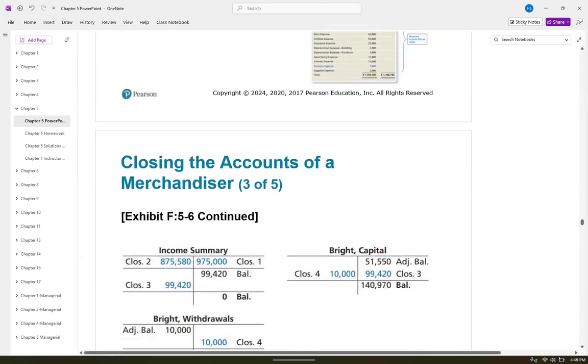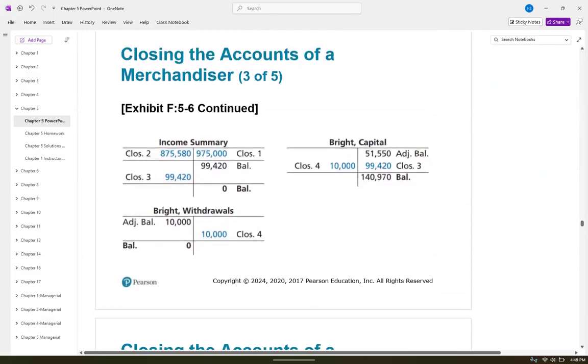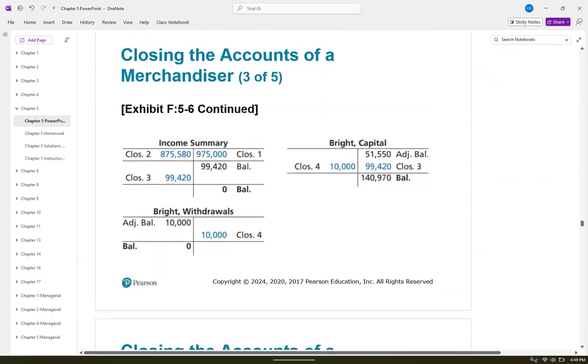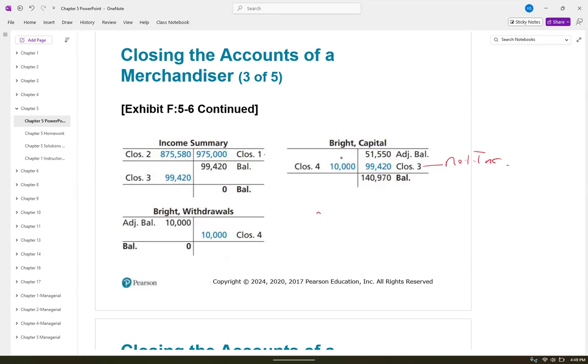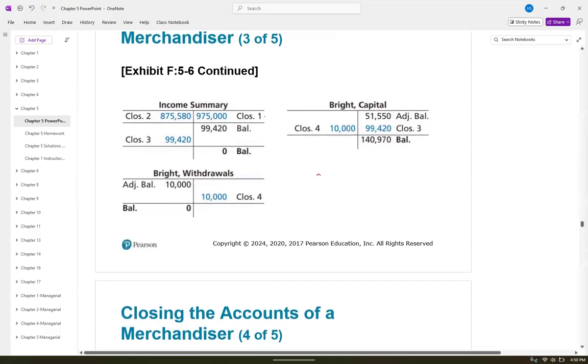So they're going through this process here. I'm not going to go through this because we just did this in chapter 4. So we closed the revenues. Here was that closing entry 1. There's the revenues. We closed the expenses. We had net income of 99,420. We closed that net income into the capital account right here. And then the owner took 10,000 out, and there is the 10,000 they took out. So that looks just like what we did in the previous chapter.